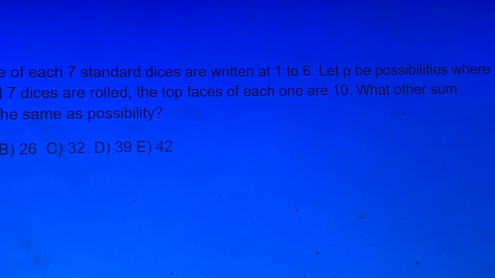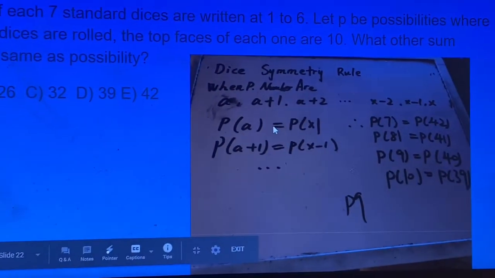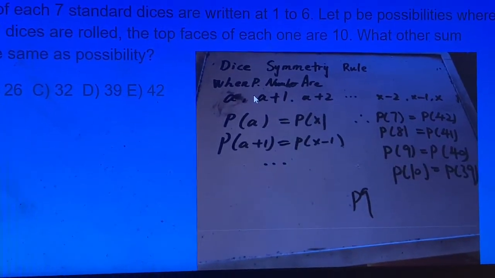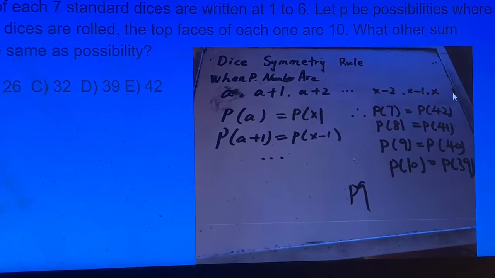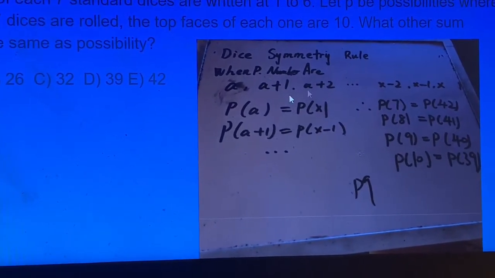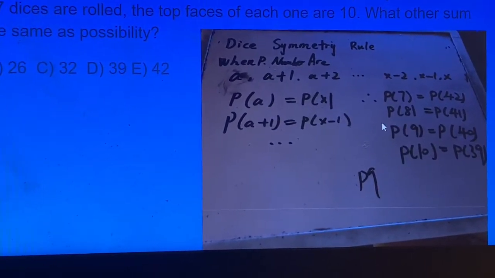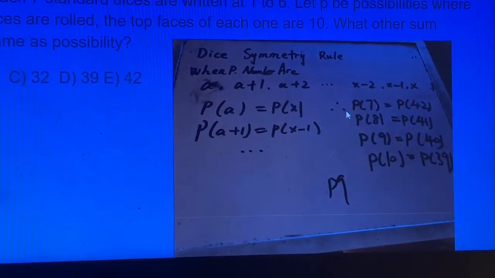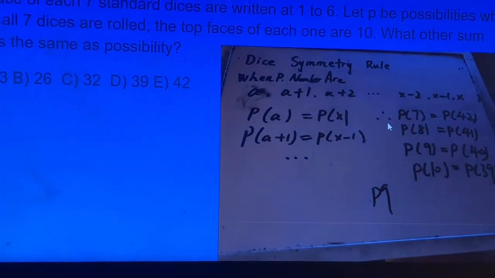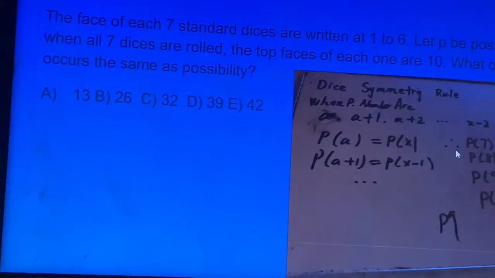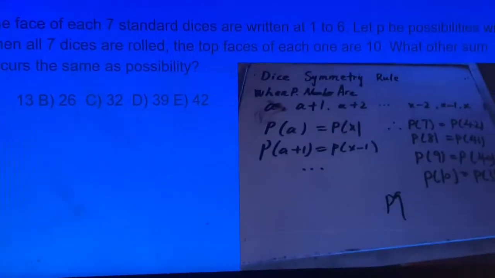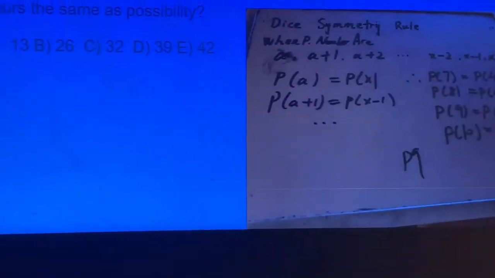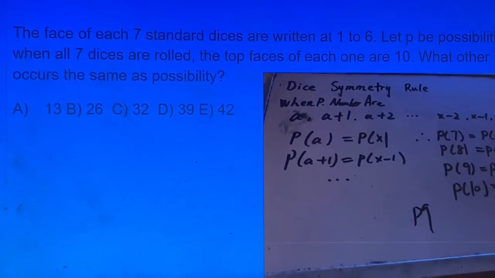So we should know a rule here, the dice symmetry rule. When the possible sums for the dice range from a to x, where a is the smallest number it can achieve and x is the largest, P(a) is equal to P(x), and so on. Since P(7), 7 is the smallest number it can achieve, 1 times 7, and 42 is the largest, 6 times 7. So we can use this to infer 8, 9, and 10. We know that 10 is going to be equal to 39.